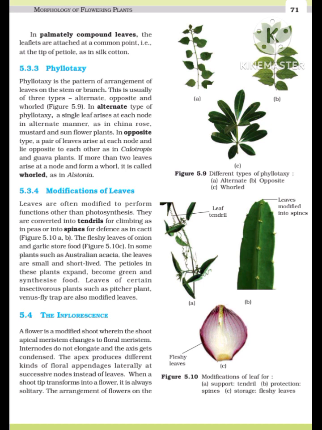5.3.4 Modifications of leaves. Figure 5.9 Different types of phyllotaxy. A. Alternate, China rose. B. Opposite, guava. C. Whorled, Alstonia.